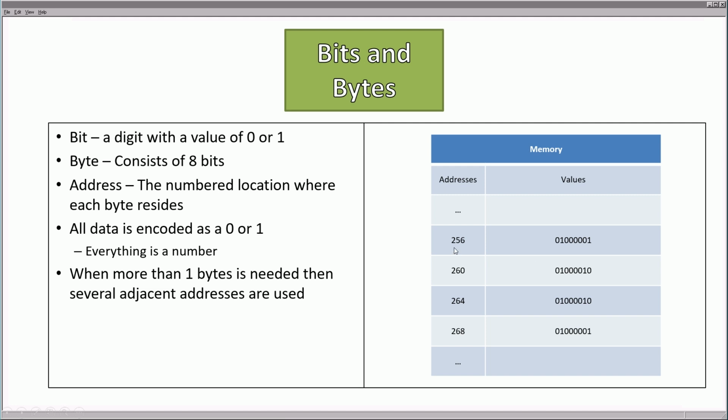So as this example shows, we have these various addresses that are arbitrarily picked, and also these values that are arbitrarily picked as well. Inside of a computer, all data is encoded as a 0 or 1. Everything is a bit. Everything in a computer is a number. Now, when more than one byte is needed, then several adjacent addresses are used.